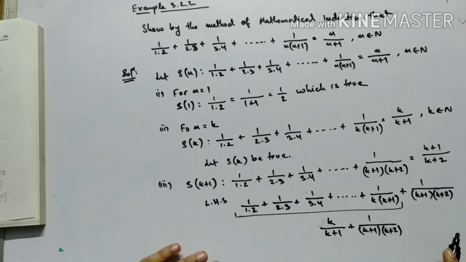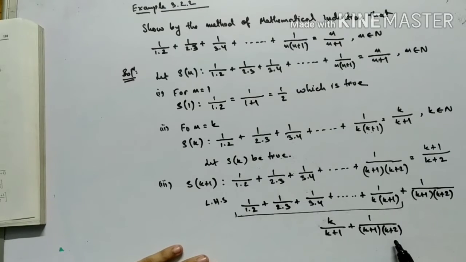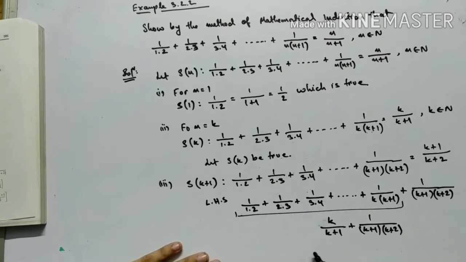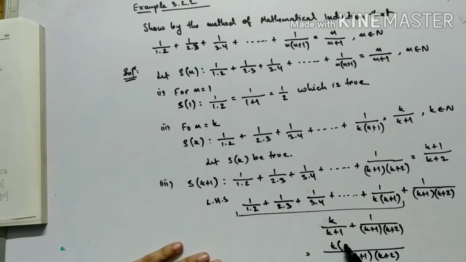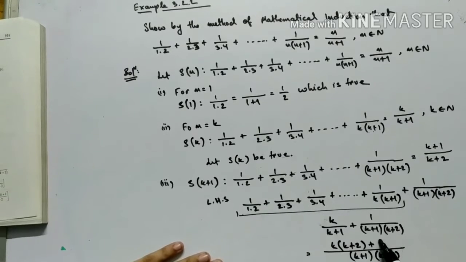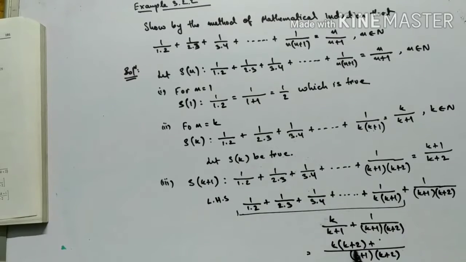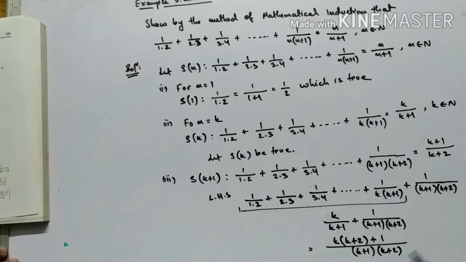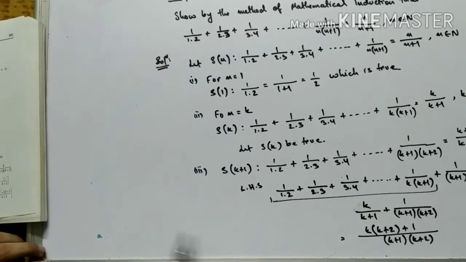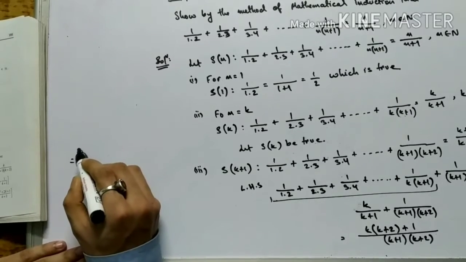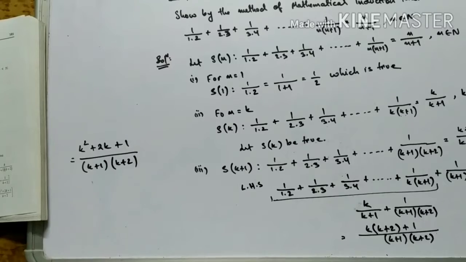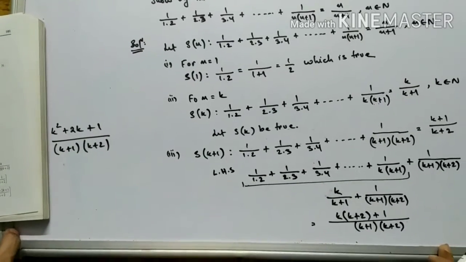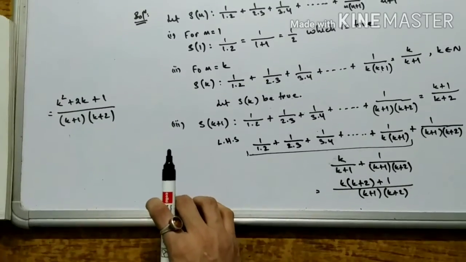So now in here, if I take the LCM, I will get k plus 1, k plus 2. So this is k plus 2 plus, this will be k plus 2, this will be plus 1. So this is ultimately equal to k square plus 2k plus 1 by k plus 1 k plus 2. Yes, k square plus 2k plus 1, understand, by k plus 1 into k plus 2.